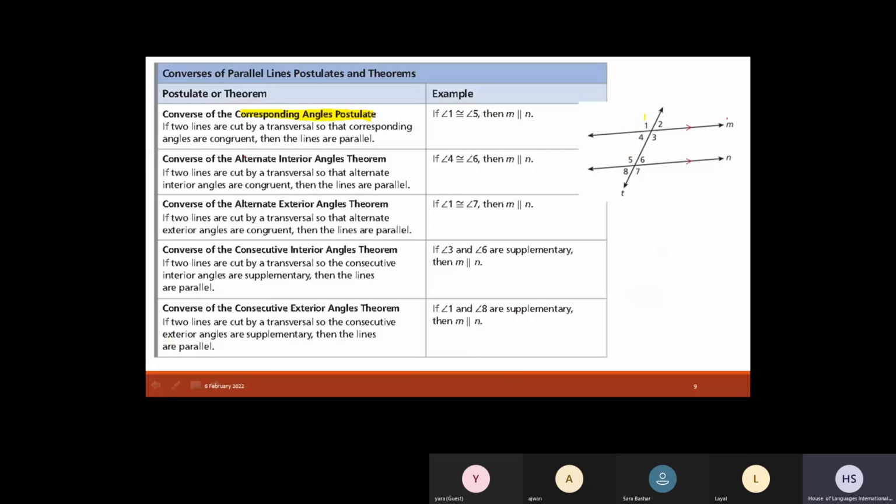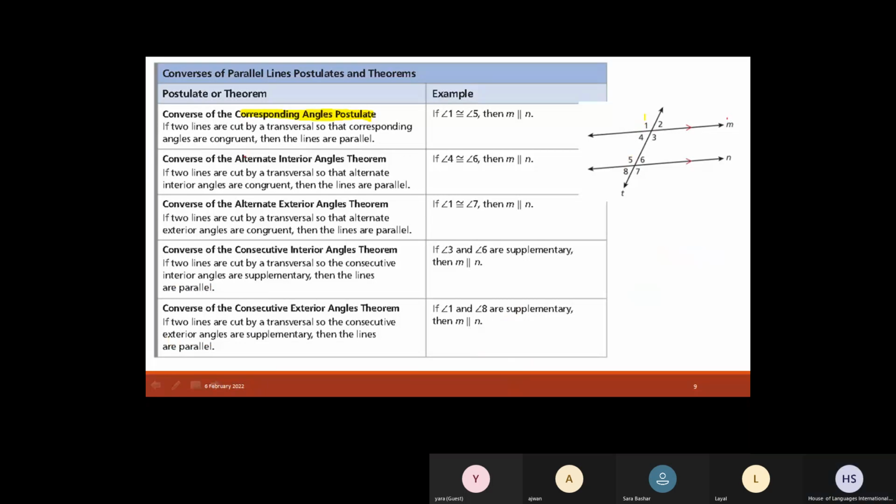If we saw that 4 and 8 are equal, does it mean both lines are parallel? Yes, exactly. 4 and 8, 3 and 7, 2 and 6. If you find any of them equal, that means M and N are parallel.